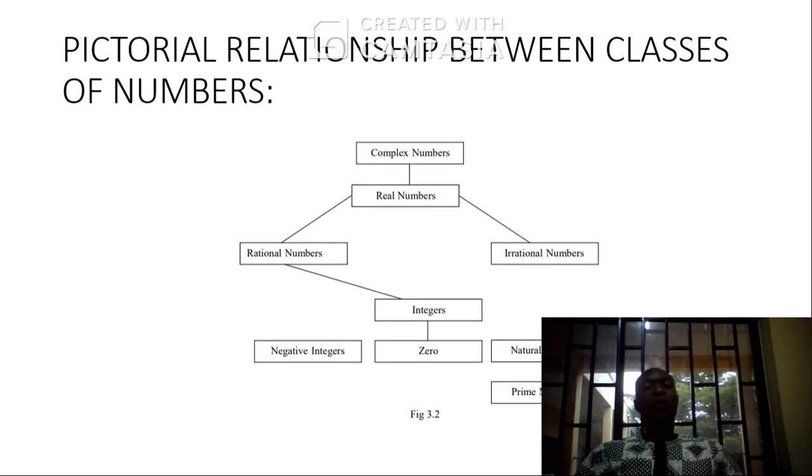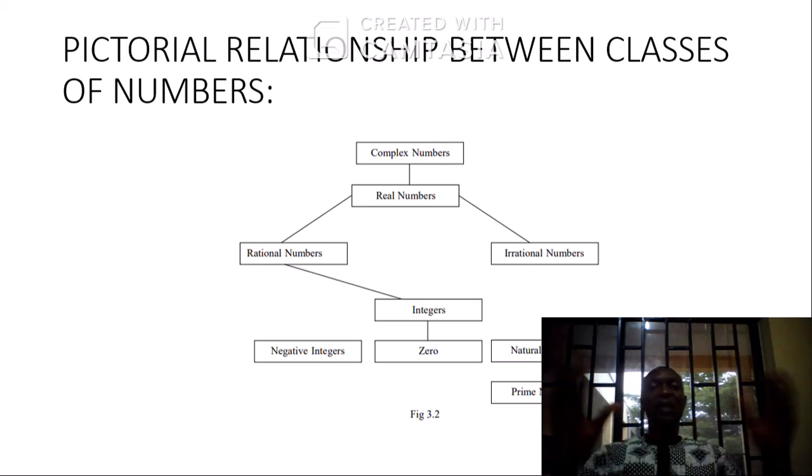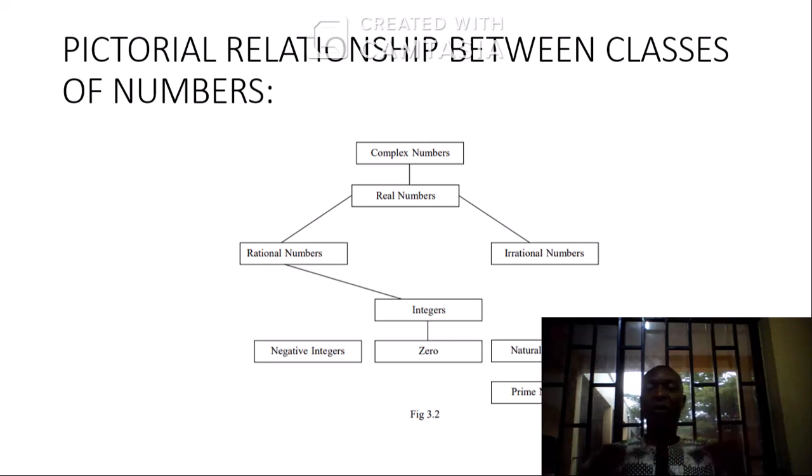Now, this picture shows the relationship between classes of numbers. As I said, complex numbers are more general than real numbers, but we are not going to that place now. Real numbers, which are our concern now, are more universal than rational numbers.